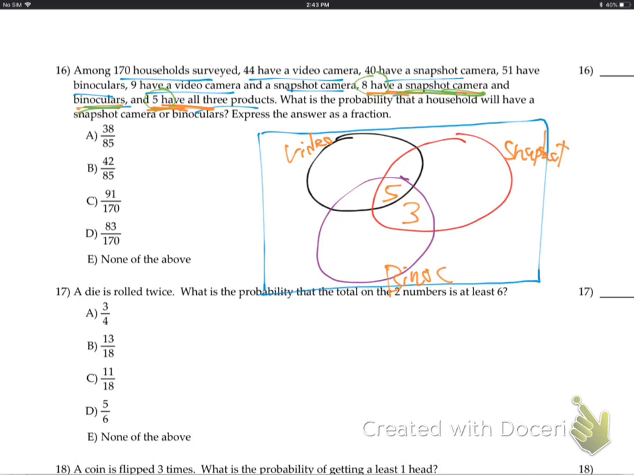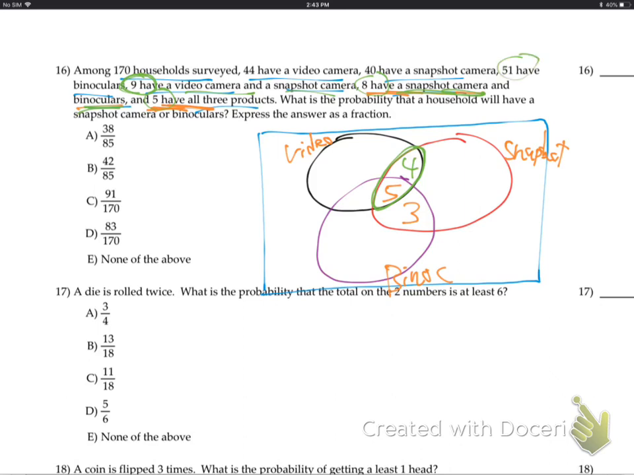Right? Now nine have video and snapshot. That's these two. Must be nine, video and snapshot, so that must be four. See, that's the overlap of those two circles? Keep going. 51 have binoculars.